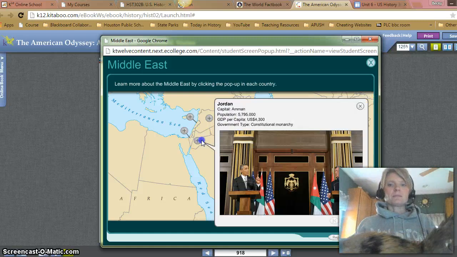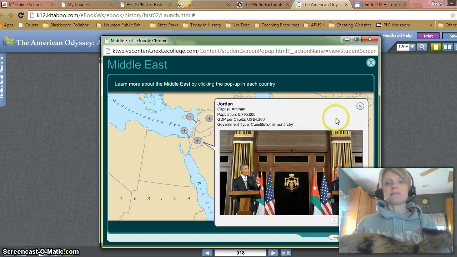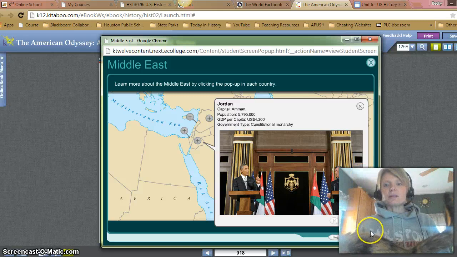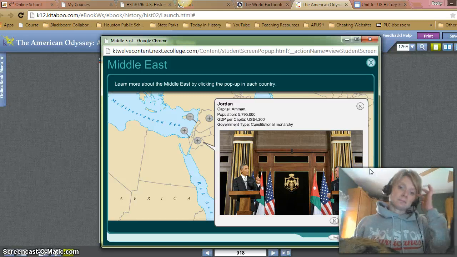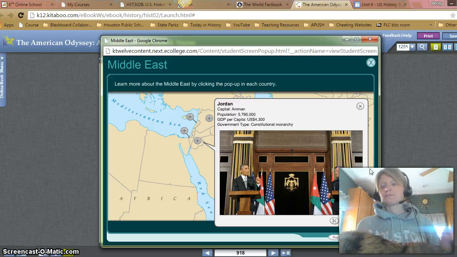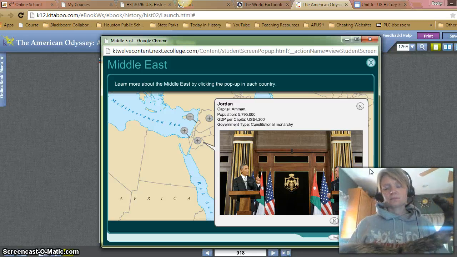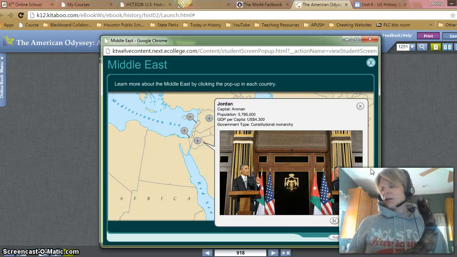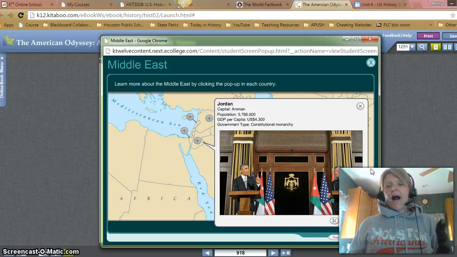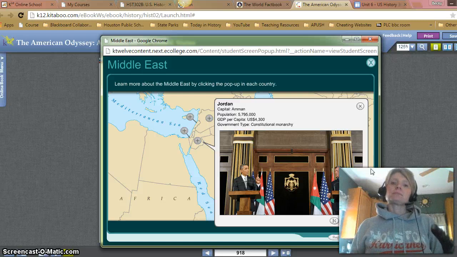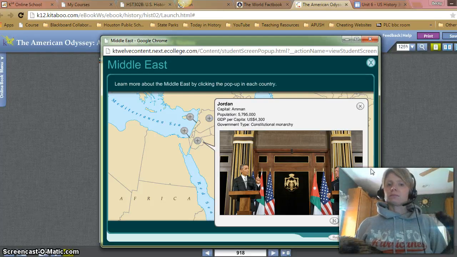Jordan, capital is Amman, constitutional monarchy. The United States and Jordan have a long history of good relations and mutual support. Both nations seek lasting peace in the Middle East, and both reject the use of terrorism and extremism in the region. The United States has provided assistance to help Jordan maintain its sovereignty and security, and to improve its economy and its people's standard of living.